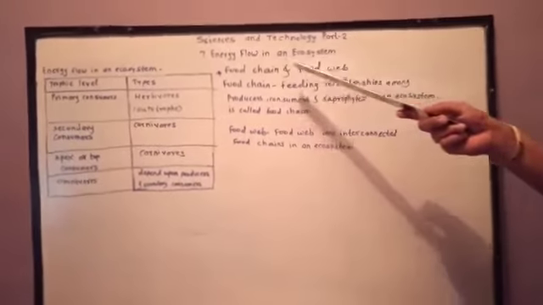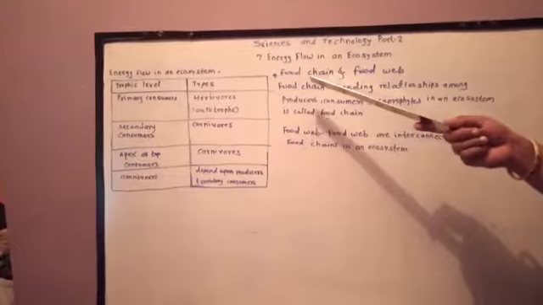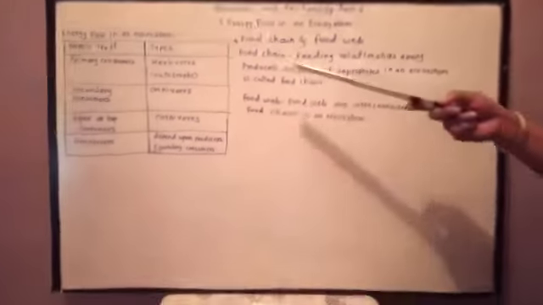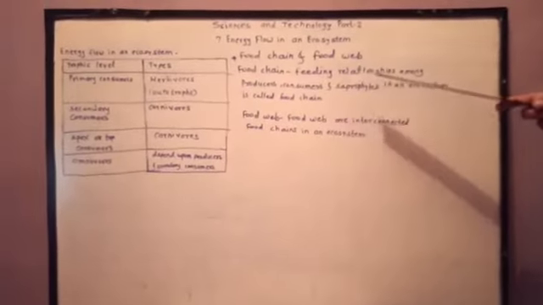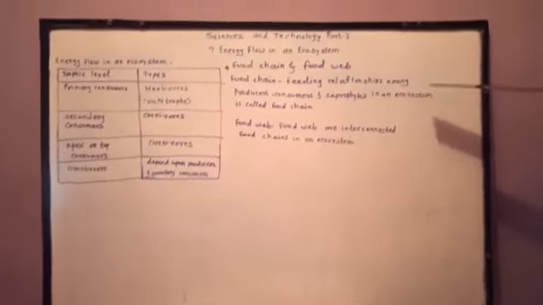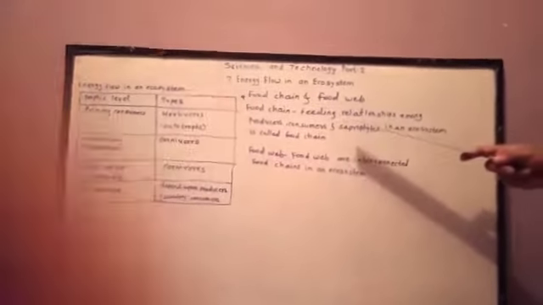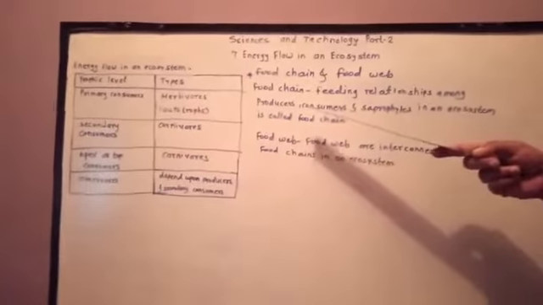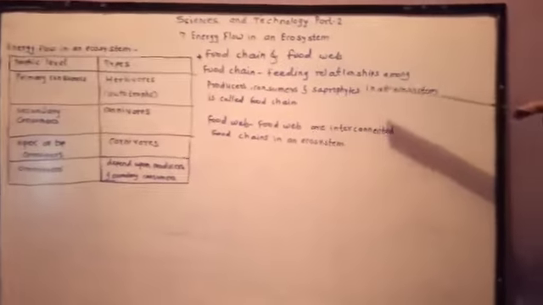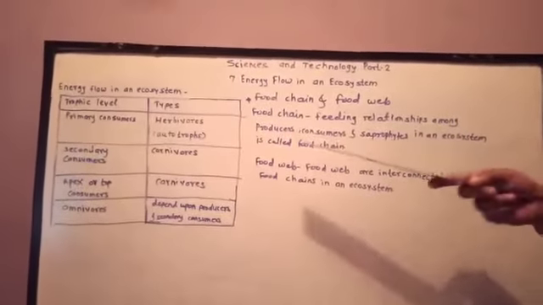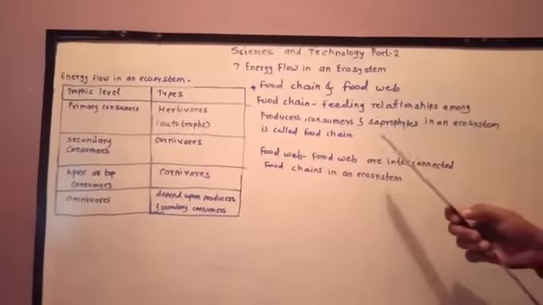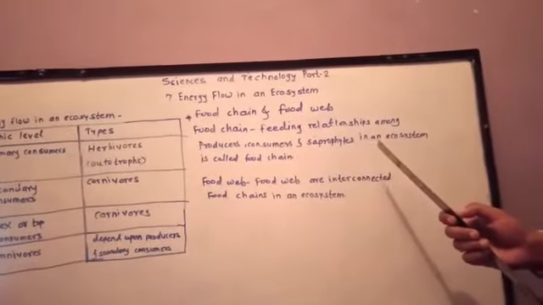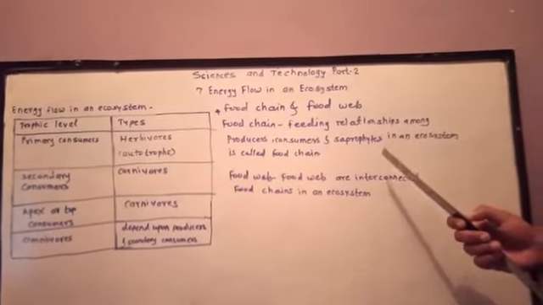Definition of food chain and food web. The definition of food chain: the feeding relationship among producers, consumers, and saprotrophs in an ecosystem is called a food chain. The food chain consists of 4, 5 or more links.